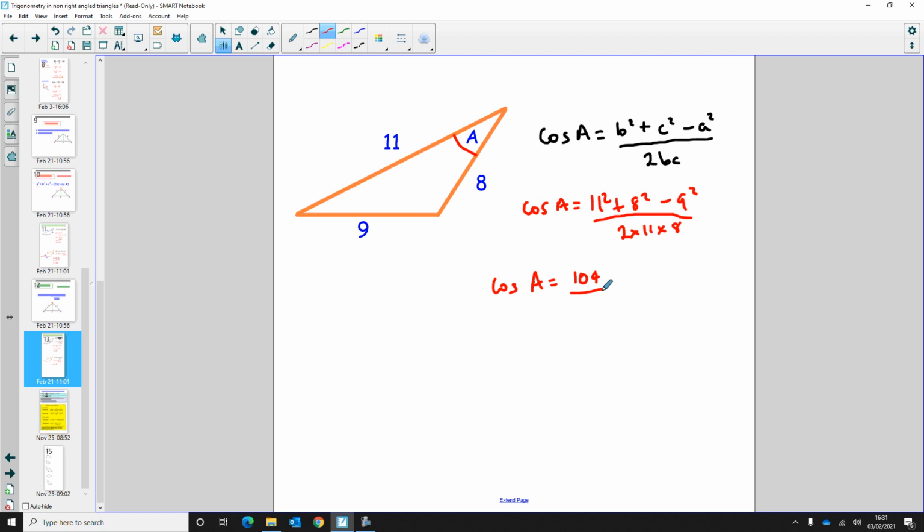And the bottom part is 176. So divide those two numbers. So 104 divided by 176 gives me 0.591. And then to find A, you do inverse cos of 0.591. So shift cos of that number gives me, to the nearest whole degree, 54 degrees.